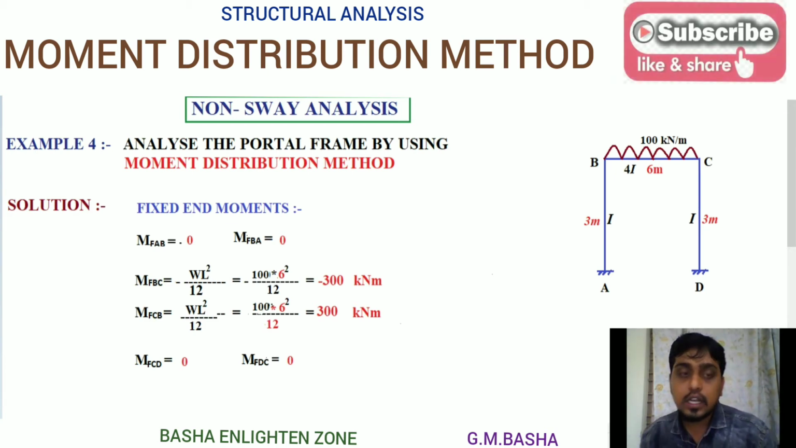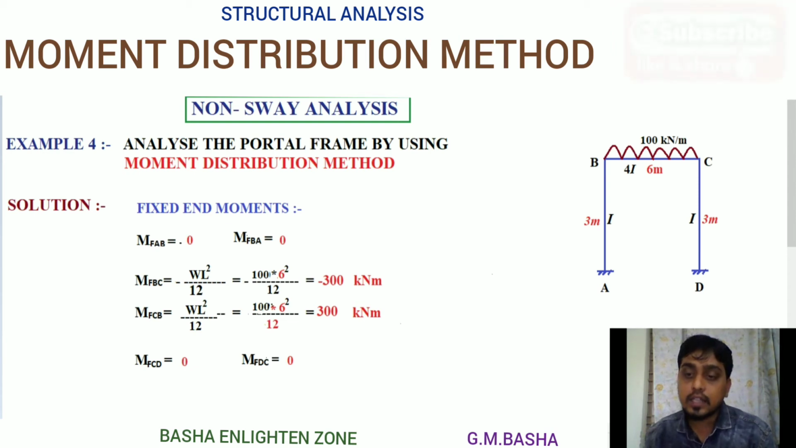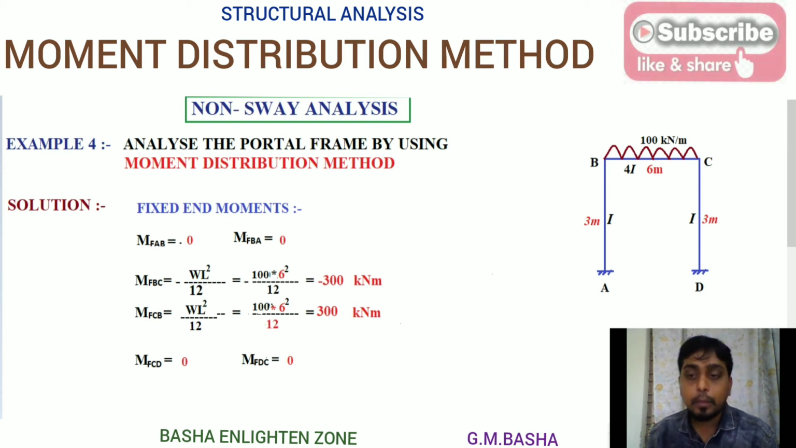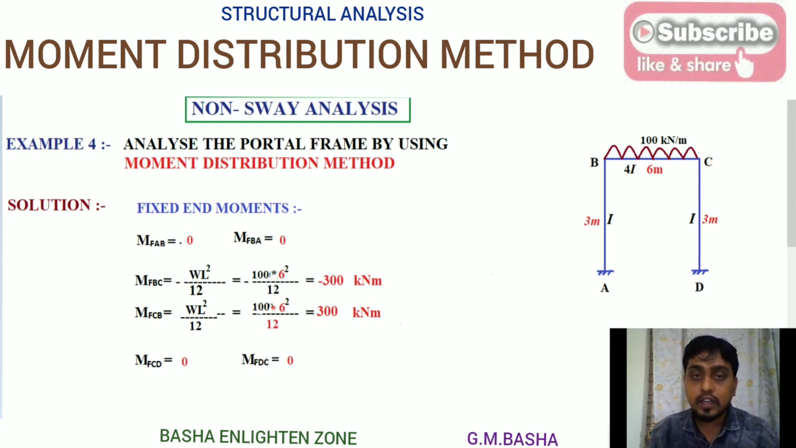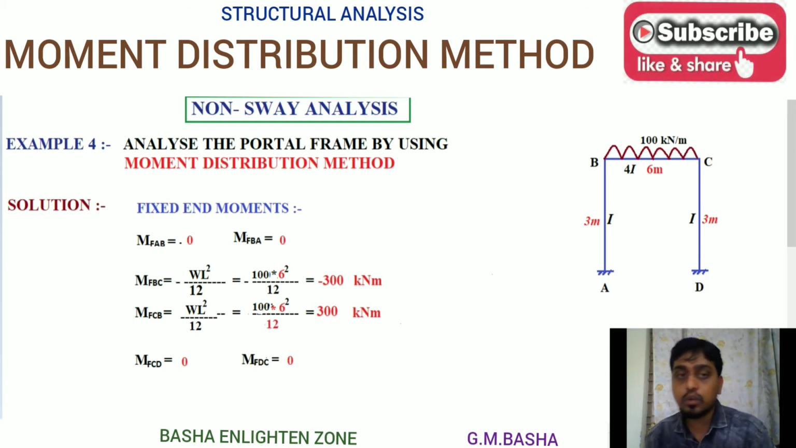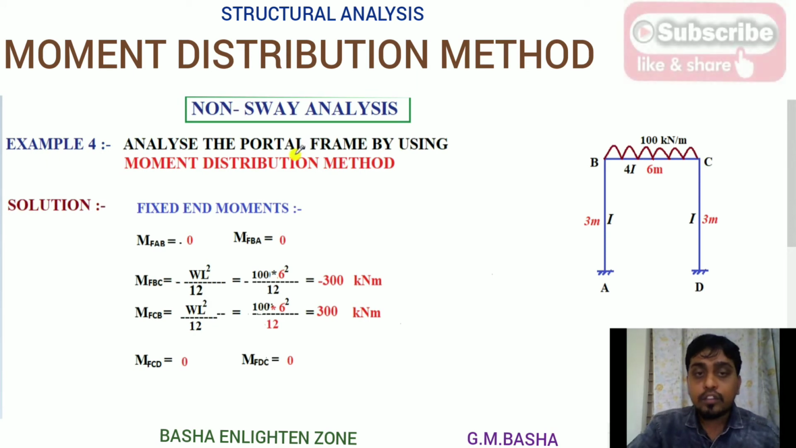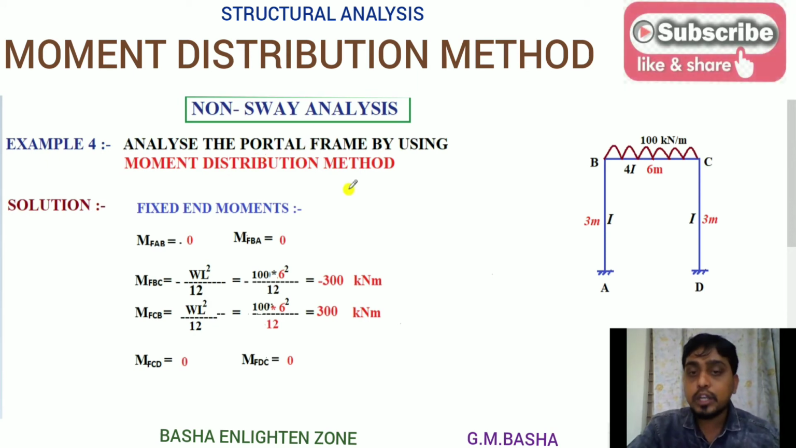In this lecture, I would like to explain another example, example 4, based on the moment distribution method. Already in the last 3 examples, I explained very clearly based on continuous beams. But today I will discuss the portal frame using the moment distribution method.